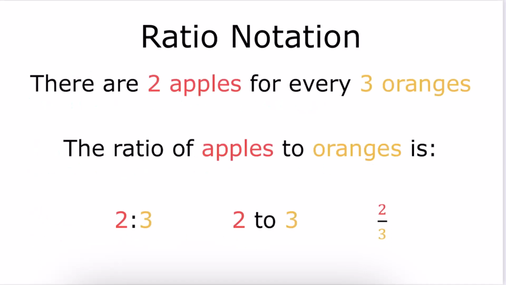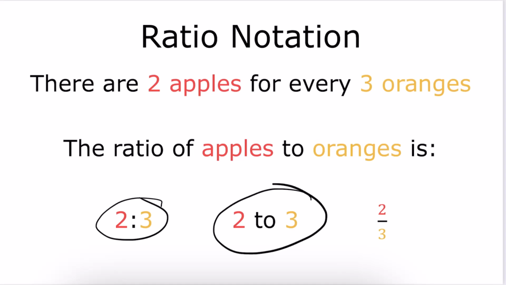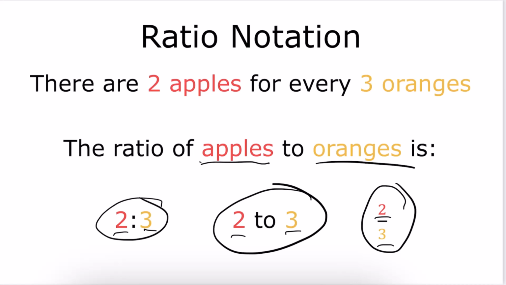When we're notating ratios and writing them out, there are several different ways we can do this. Let's say that we have 2 apples for every 3 oranges. We could say that the ratio of apples to oranges is 2 to 3 written with a colon, or you can write it out in words as 2 to 3, or you can write it as a fraction like this. The important thing is whatever word comes first needs to come first in your notation, and whatever word comes second is going to be second. That's important so that we know which numbers correspond to which objects.